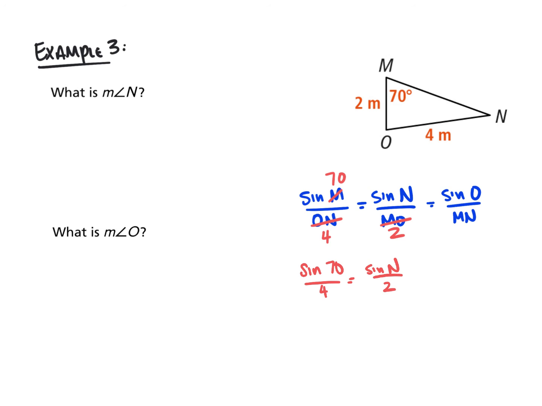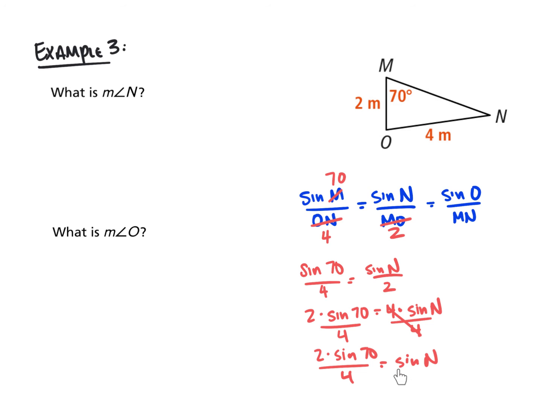And then I'm going to cross multiply. So it's going to give me 2 times the sine of 70 equals 4 times the sine of N. Then I'm going to divide both sides by 4 so that I have 2 times sine 70 over 4 equals sine of N. Now I need to get rid of this sine, and if you remember, the way we get rid of sine, or the way we get rid of cosine, the way we get rid of tangent that's in front of a variable that we're trying to find, is we use the inverse of that function. So I'm going to use the inverse of sine on this side to get rid of the sine that's in front of my variable. But whatever I do to this side, I got to do to this side over here.